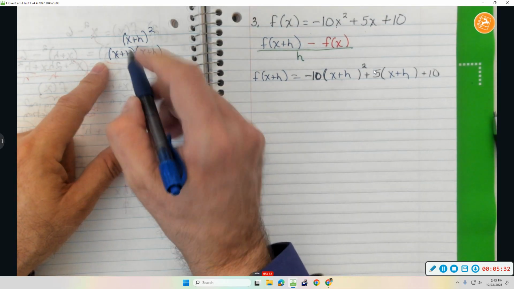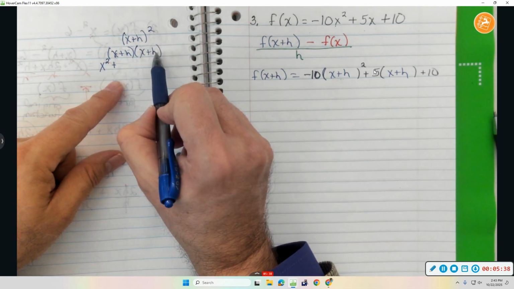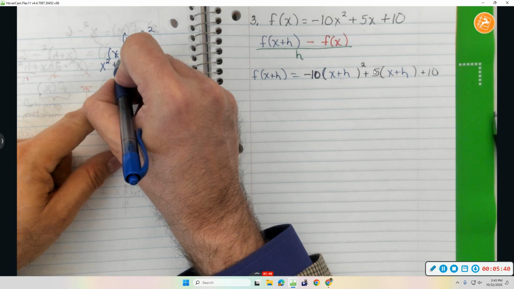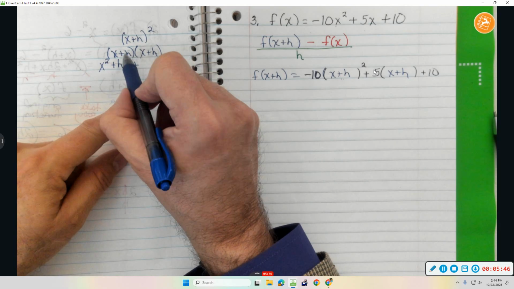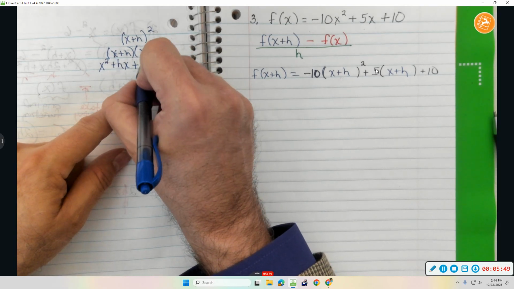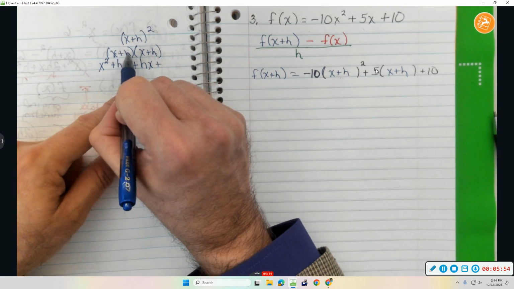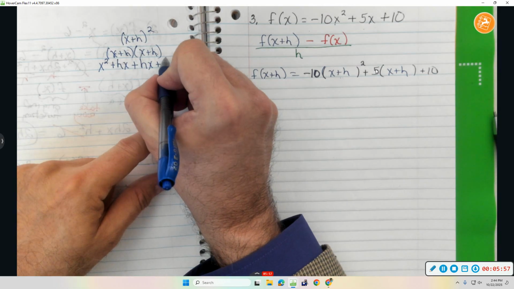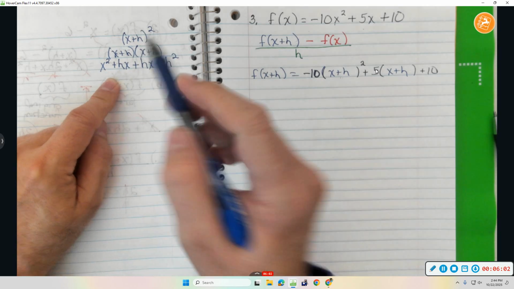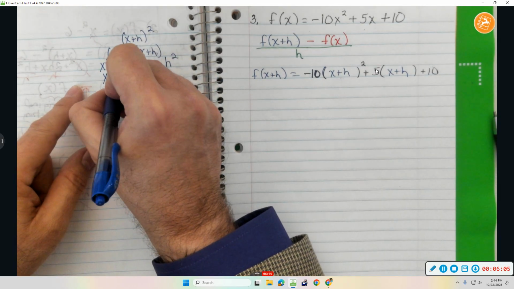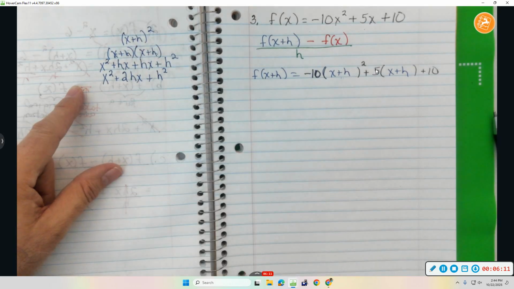It'd be x squared plus x times h. How am I going to write that? hx, good. First, outer, inner. What's inner going to be? Another hx. If this is sounding familiar, it should be exactly the same as it was a moment ago. h times h is h squared. So we can add the 1hx and 1hx. So we'd have x squared plus 2hx plus h squared.